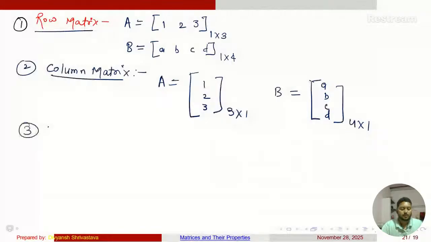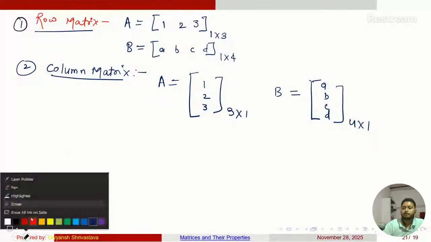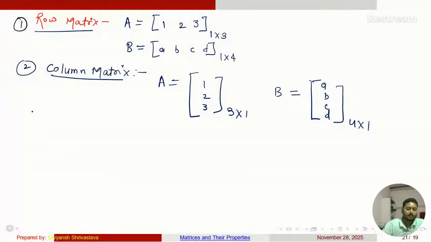Now come to the third point. Some problems related to column matrices. I am going to teach you some problems as examples. Now come to the problem.